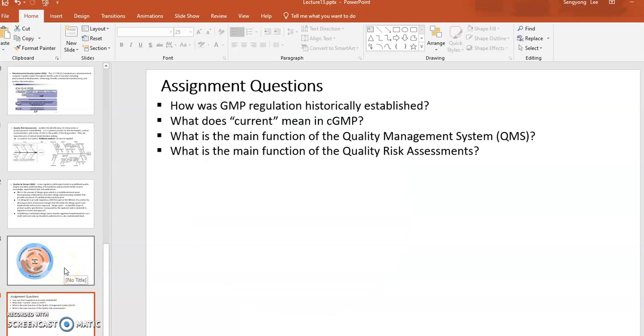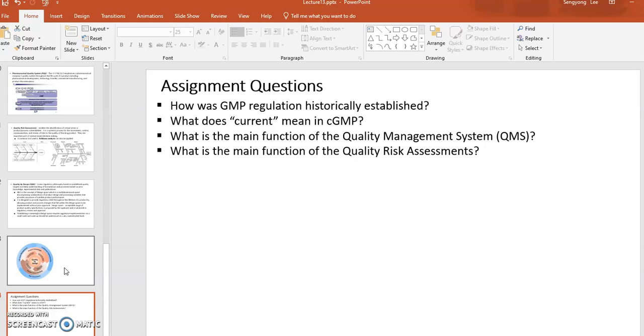Okay, finally, assignment questions. So it was a very brief review of QA and QC and quality. Product quality methods, how you can ensure that your product will have the quality through all those manufacturing and the documentation processes.